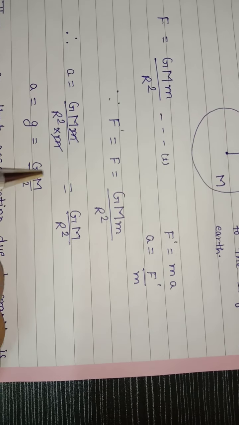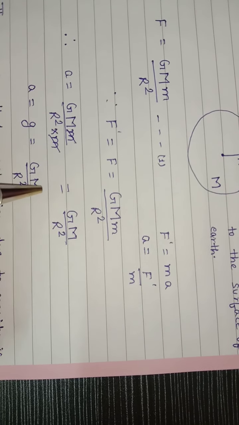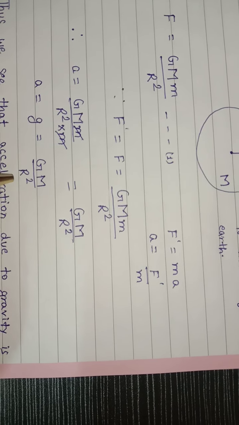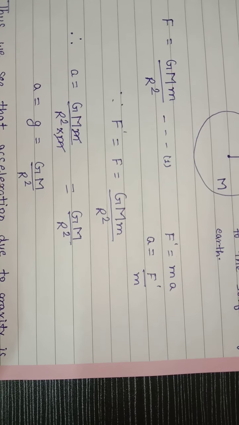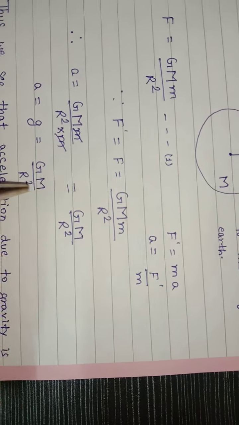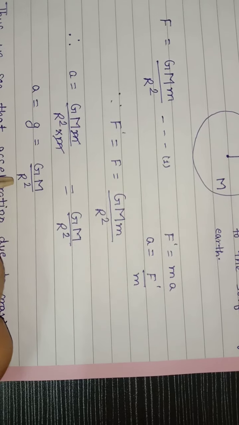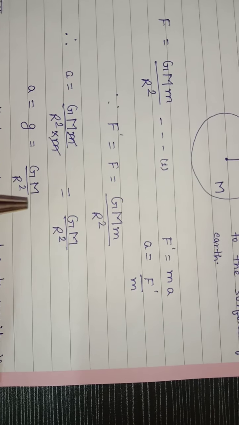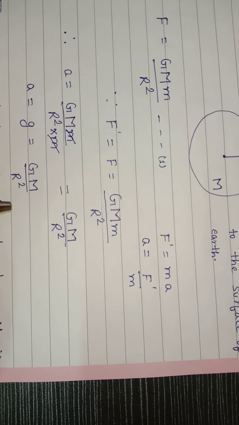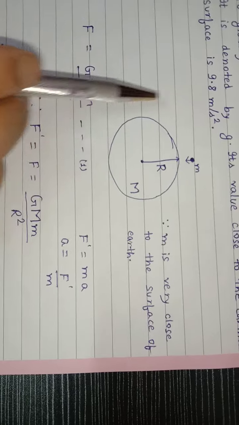Now this capital G is nothing but the gravitational constant. This capital M is nothing but the mass of the earth, and this capital R is nothing but the radius of the earth. Now we know that the gravitational constant is a fixed value, it's a constant. The mass of the earth is also a constant value, and the radius of the earth is also a constant value. That means the value of the acceleration due to gravity is a constant value, equal to 9.8 meter per second square, that we have discussed earlier.